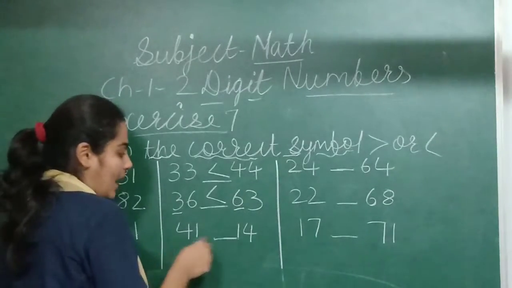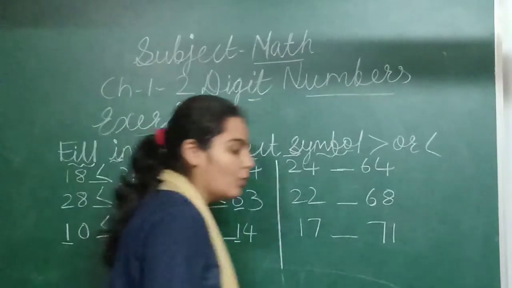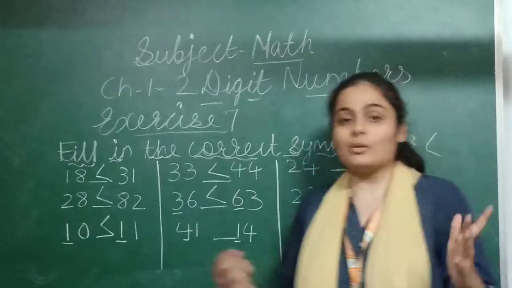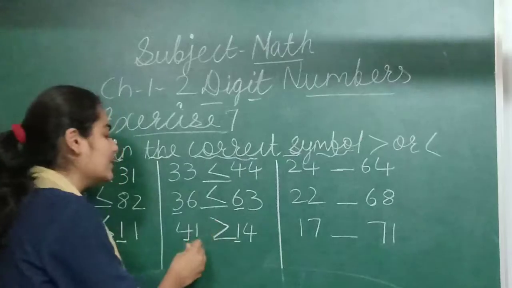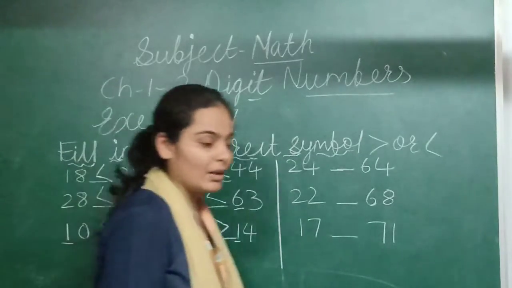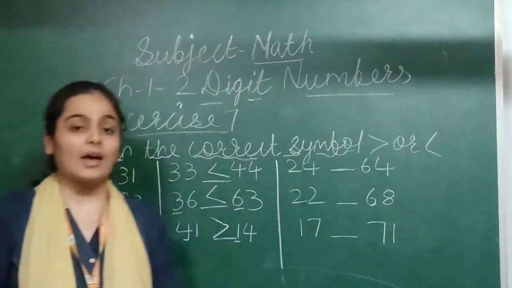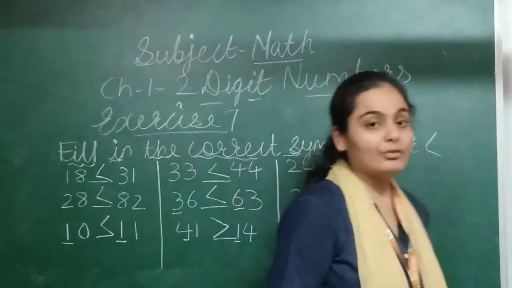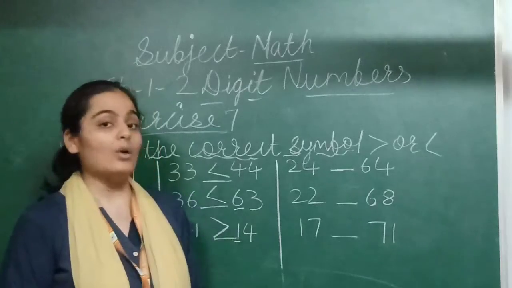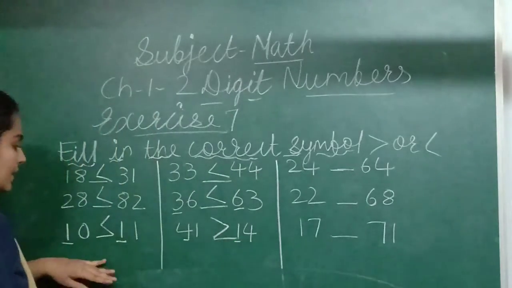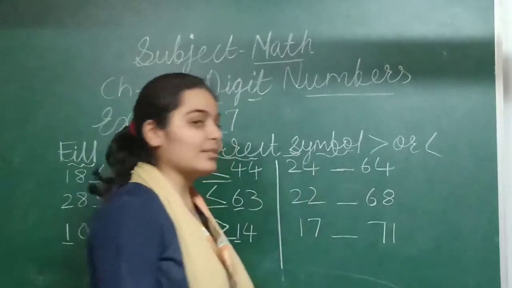Here 41 and here 14. So on the tens digit, here 4 and here 1. So from 4 and 1, which number is bigger? Yes, of course 4. So we put the symbol on this side, on 41. Okay, if the tens digit is the same on both sides, at that time we have to compare the ones digit, like we did in 10 and 11, right?